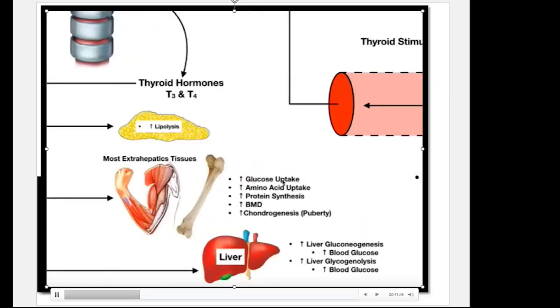One of them is increased glucose uptake. So if we're loading up the blood with glucose, it doesn't do us any good if these tissues don't have super efficient glucose uptake. So thyroid hormones will also stimulate glucose uptake by these cells, and the way that it does that is by increasing the amount of glucose transporters in their membranes.